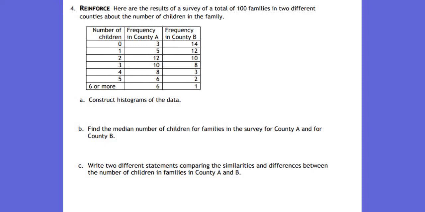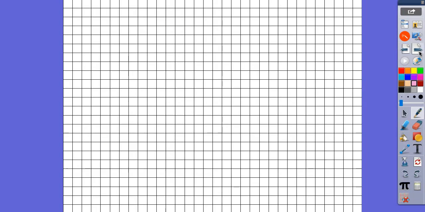Okay, so my first histogram, in needing to set it up, I need to know what my highest or max number would be in each column. What is my max for number of children? 6. I thought you meant for like the first row. The max of number of children would be 6. And what about frequency in county A? What's my max? 12. So I'm keeping that in mind when going to my graph paper here.